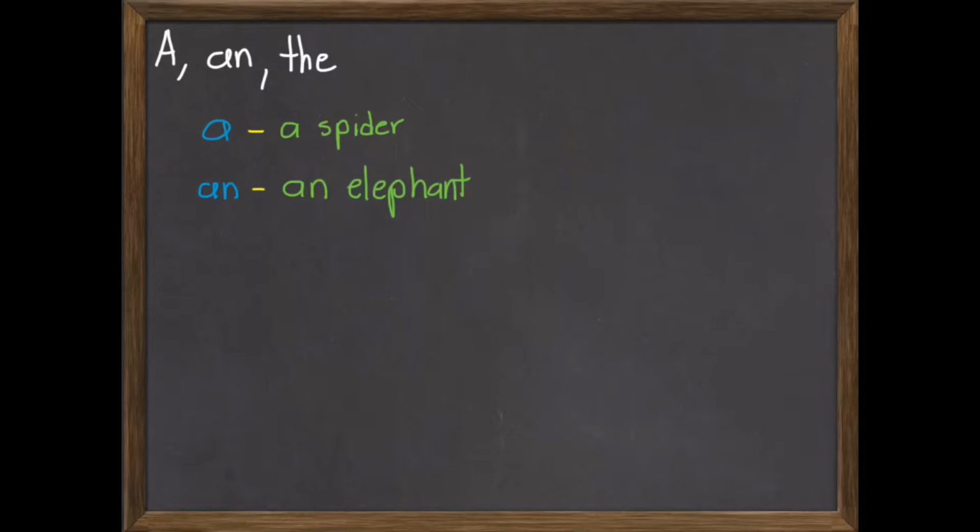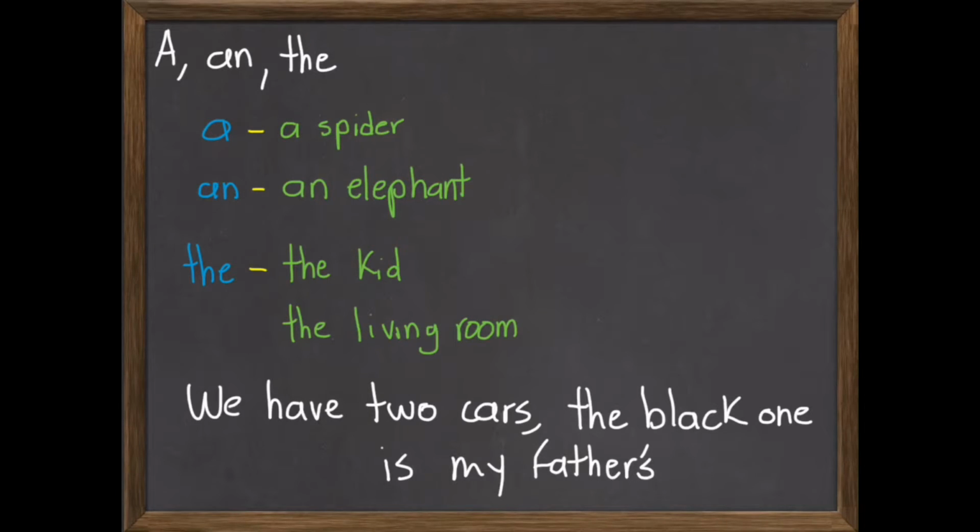Now, in the case of the, we use the with singular or plural nouns when we talk about something or someone in specific. For example, the kid or the living room, meaning that we're not talking about any kid, we're talking about a specific kid or a specific living room. Also, in this example, we have 2 cars. The black one is my father's. The black one, the black car. We're being specific as we're mentioning that the black car is the one we're talking about.